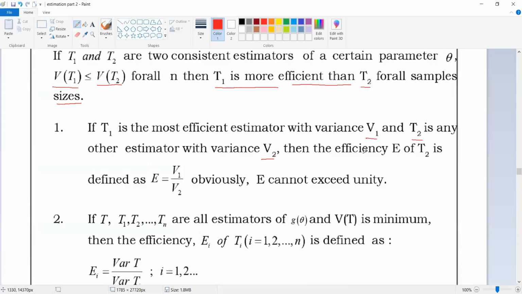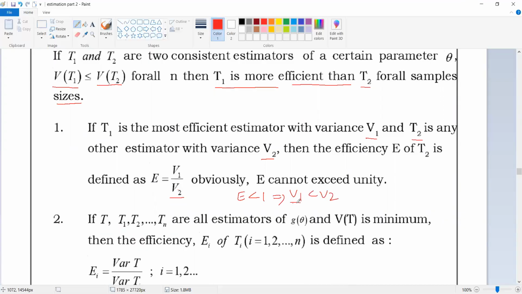The more efficient estimator's variance is the numerator value, and the less efficient estimator's variance is the denominator value. So it is defined as V1 by V2. Using this formula, we can measure the efficiency of the T2 estimator compared with T1. That efficiency, denoted by E, is always less than 1 and cannot exceed 1. Suppose E is less than 1, so this implies variance V1 is less than V2.